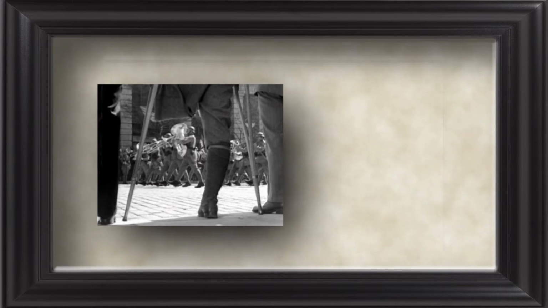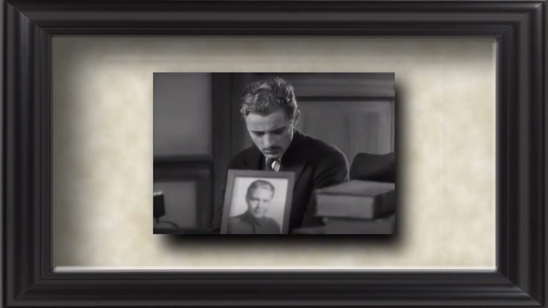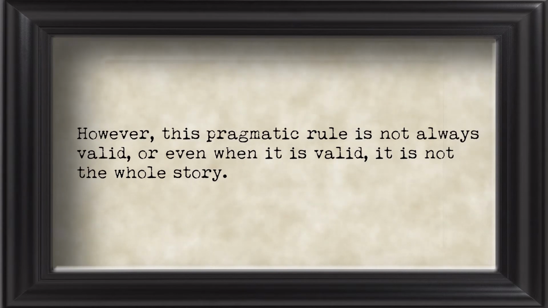But another shot shows another cripple behind the first, one with no legs at all, who sees the parade in precisely this way, and who actualizes or accomplishes the preceding point of view. It can therefore be said that the angle of framing was justified. However, this pragmatic rule is not always valid, or even when it is valid, it is not the whole story.